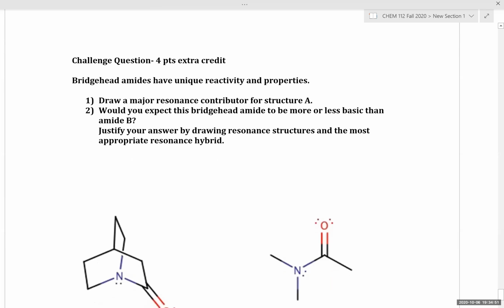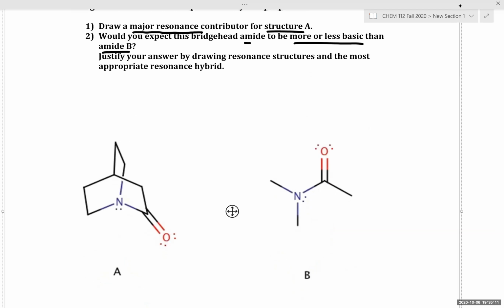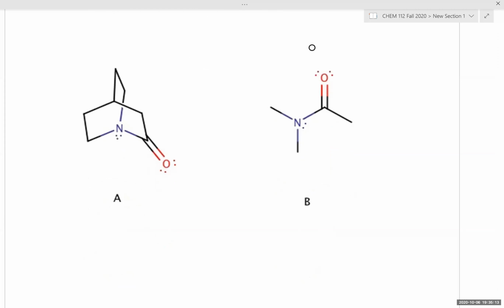Okay, so let's look at the challenge question. Bridgehead amides have unique reactivities and properties. We're first asked to draw a major resonance structure for A. And would you expect this amide to be more or less basic? Okay, well, so drawing out our major resonance contributor.